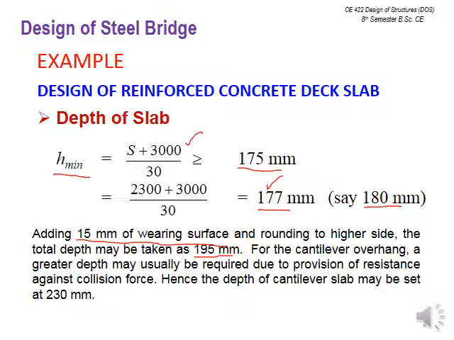So for the cantilever overhang, a greater depth may usually be required due to the provision of resistance. This is the same consideration we have made in example number 9.1, and for that part we are considering the thickness as 230 millimeters. But for all of the later considerations, for the depth of the slab and for the stringer load calculations, we will consider it as 195. Okay, this will be the final depth.